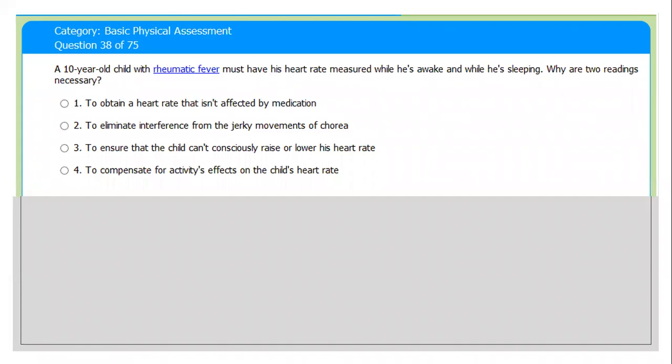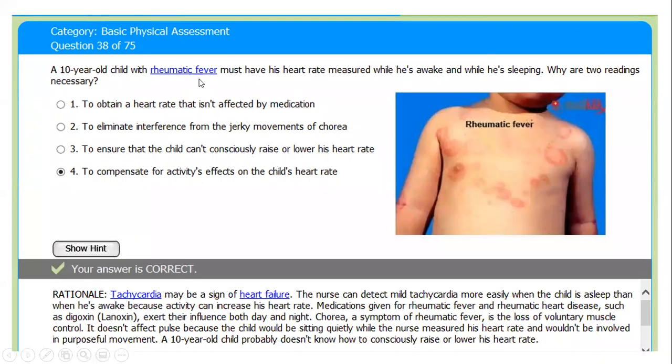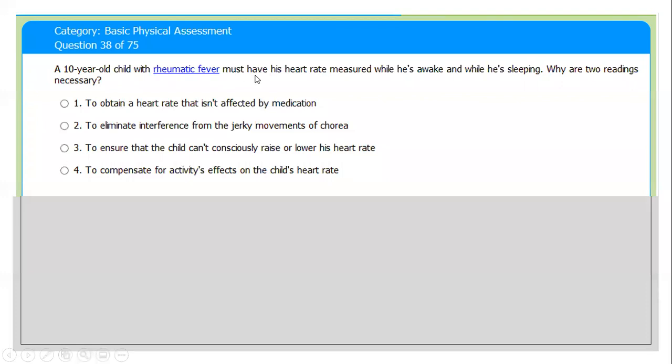The next question is here. A 10-year-old child with rheumatic fever must have his heart rate measured while he is awake and while he is sleeping. Why are the two readings needed? So my client is a 10-year-old with rheumatic fever, right? So why do I need to check during sleeping and during waking?